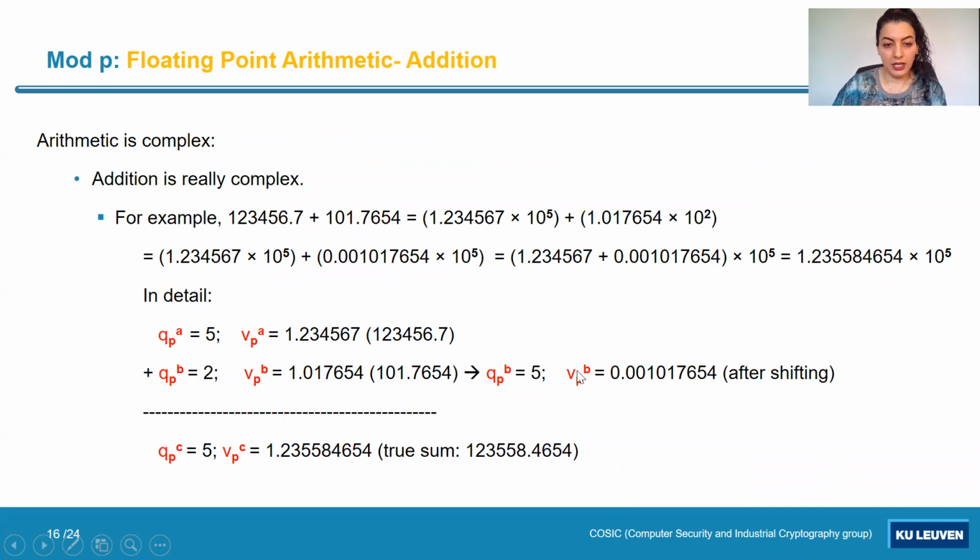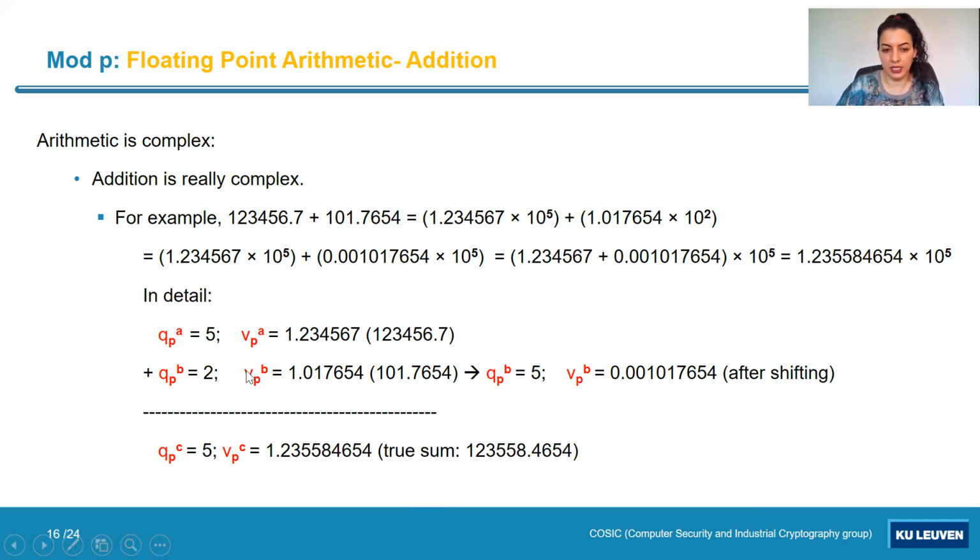Arithmetic is complex. Addition is really complex. For example, to add these two numbers written in the representation proposed by Ali Asghari et al., we can see that the bases are the same, but still, to add these two numbers, we need to shift the second number, get the same exponent, and then we can add them together and get the final result.